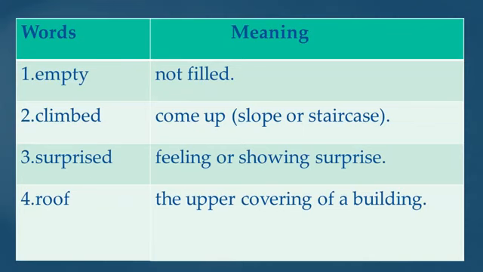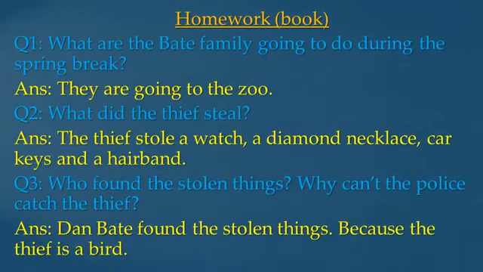Okay, it's time to see your homework. Question number 1 is, what are the Bate family going to do during the spring break? Answer is, they are going to the zoo. Question number 2, what did the thief steal? Answer is, the thief stole a watch, a diamond necklace, car keys and a hairband. Question number 3, who found the stolen things? Why can't the police catch the thief? Answer is, Dan Bate found the stolen things, and the police can't catch the thief because the thief is a bird.